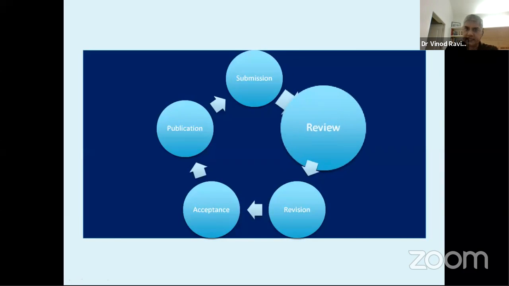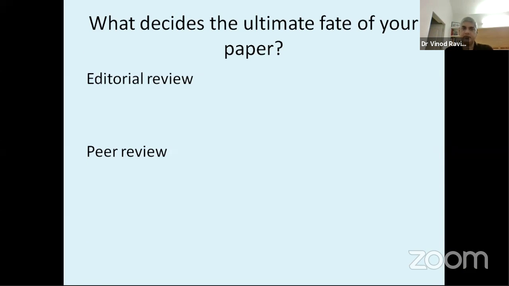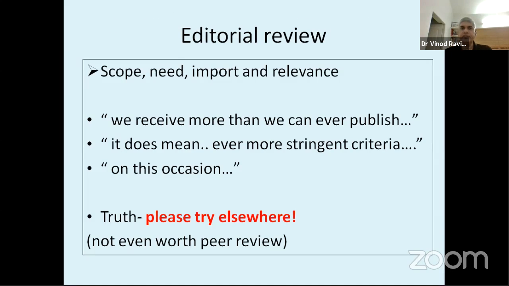Now, the second process is basically the review. So the question comes, what decides the ultimate fate of your paper? These are two critical factors. One is the editorial review, and the second is the peer review. Editorial review is the most critical aspect of manuscript processing, because the editorial overview of your manuscript is paramount, and this is the binding decision for everybody related to the journal.